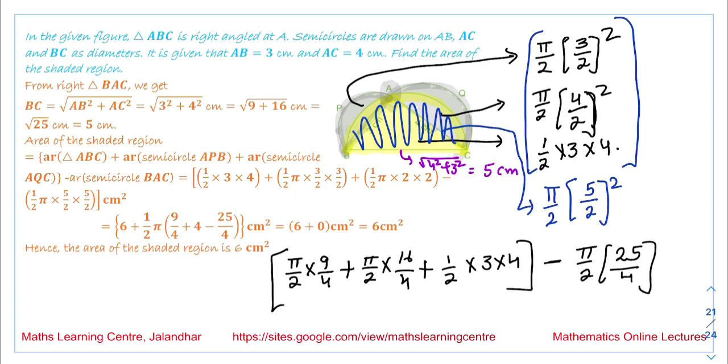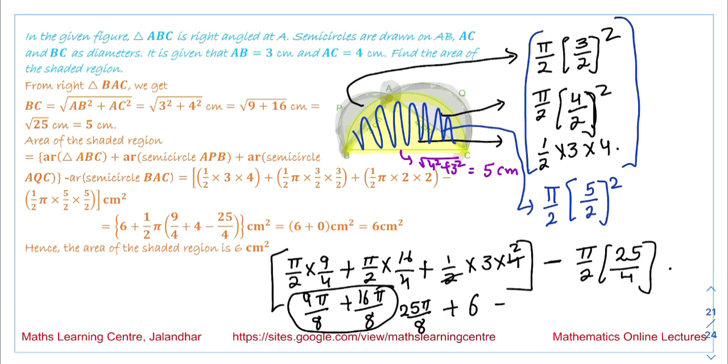On solving these values we will get 9 pi by 8 plus 16 pi by 8. Adding these two values we get 25 pi by 8 plus 6, and it is minus 25 pi by 8. So these two values get cancelled and the answer we are left with is 6 centimeter square. So the required area is 6 centimeter square.